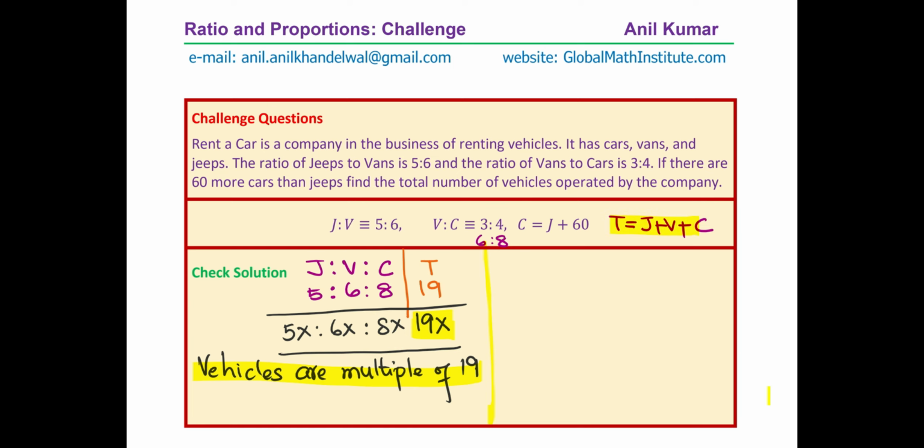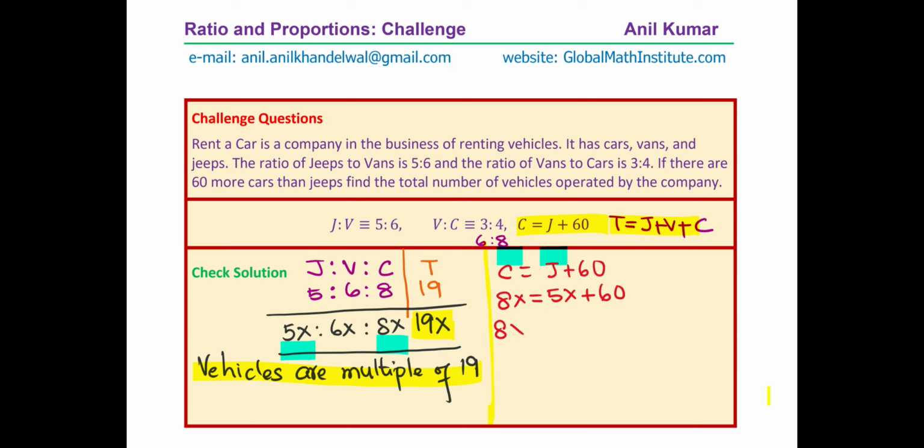Now let's look into the second statement, which is the cars are 60 more than jeeps. When I say cars are 60 more than jeeps, then let's look into how many cars are we talking about and how many jeeps are we talking about. So 8x is the number of cars and 5x is the number of jeeps, correct? So now let's look into this statement. That is, cars are jeeps plus 60, right? So in total, there will be 8x cars and the jeeps will be 5x plus 60.